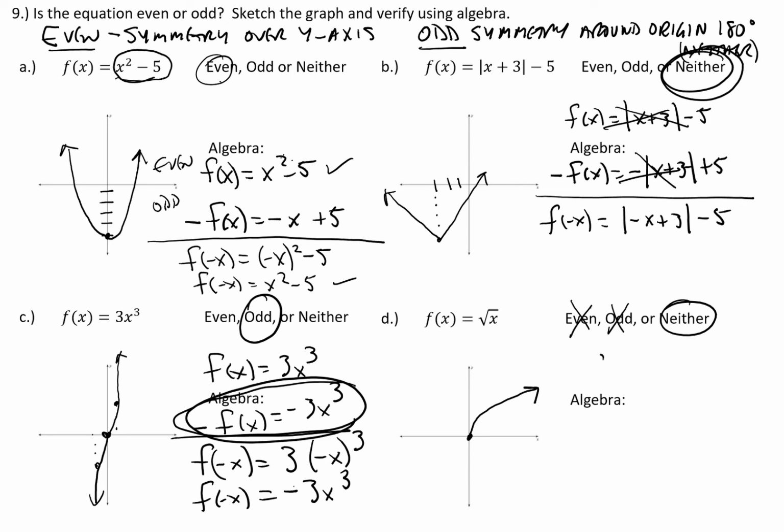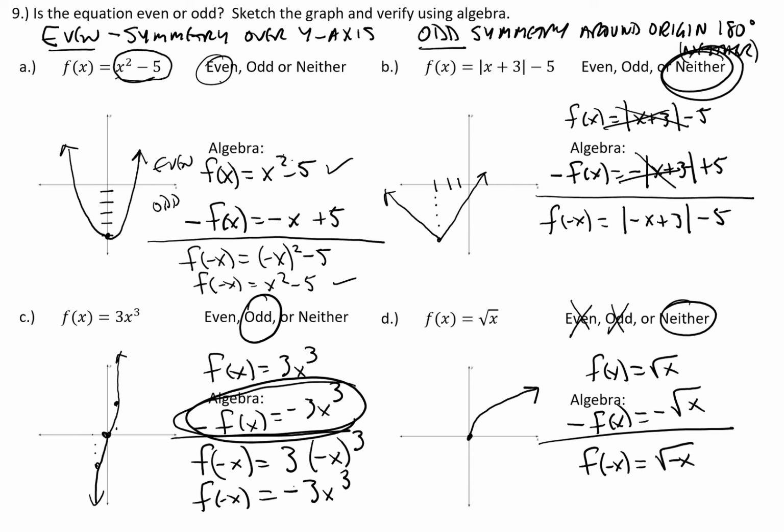And so we've got f of x equals the square root of x, and then the opposite of f of x equals what? Minus the square root of x. And so when I input negative x in here to see if it's even or odd, I end up getting the square root of negative x. Now, does this match the top one? No. Does it match the bottom one? No. So because it doesn't match even or odd, we say that it's neither.